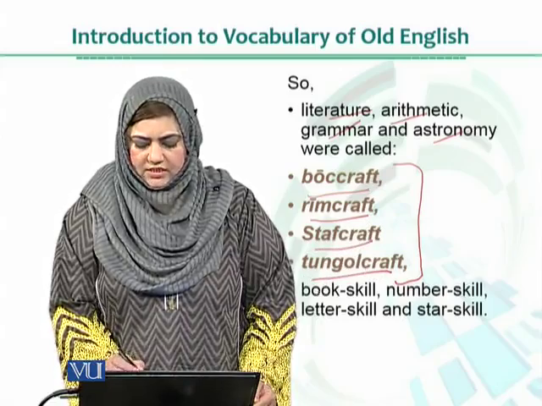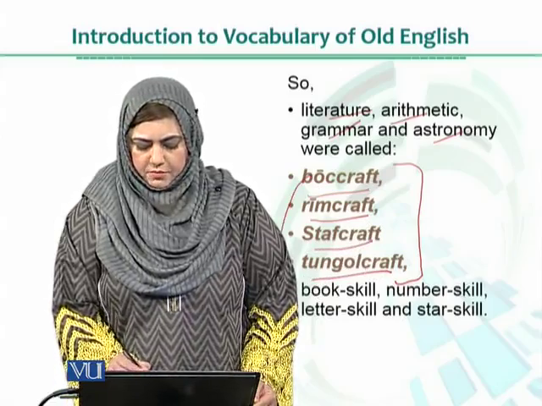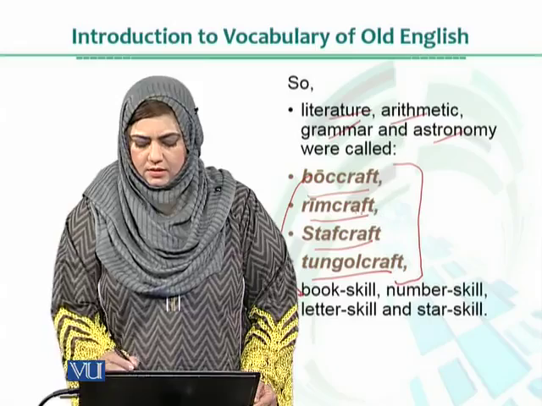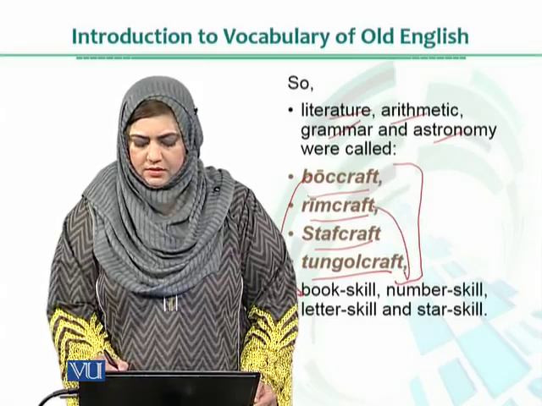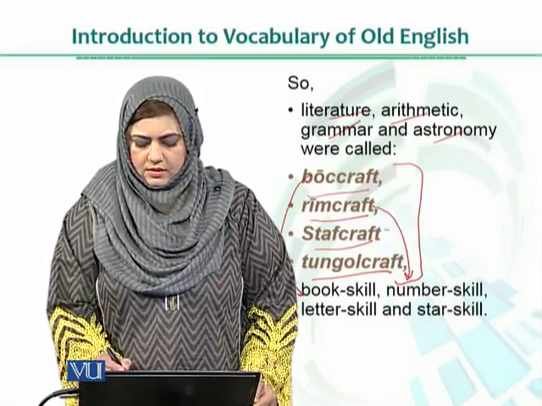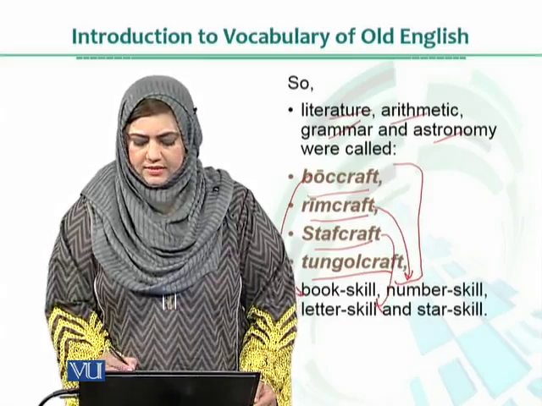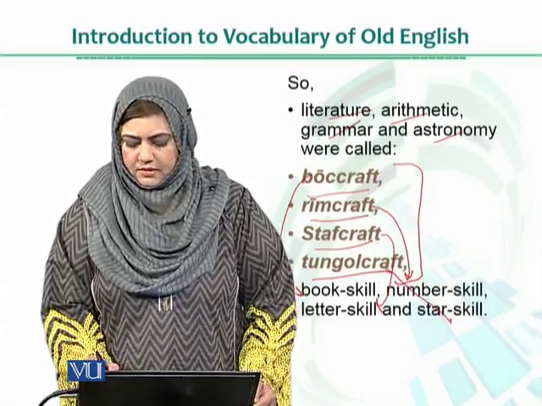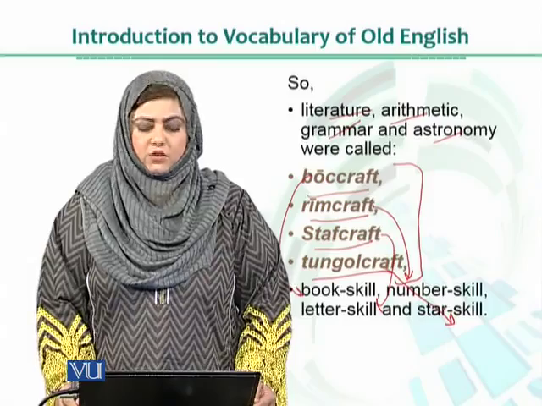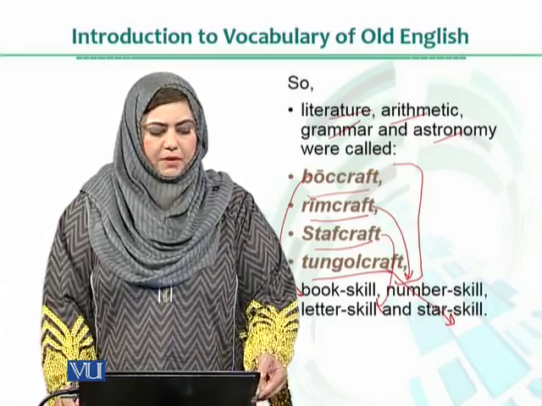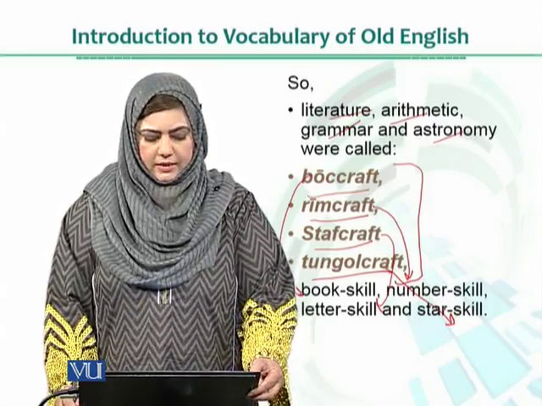What did all these mean? Bocecraft meant book skill, rimcraft meant number skill, staefcraft meant letter skill, and tungolcraft meant star skill. So this is how compounds could be created in Old English.